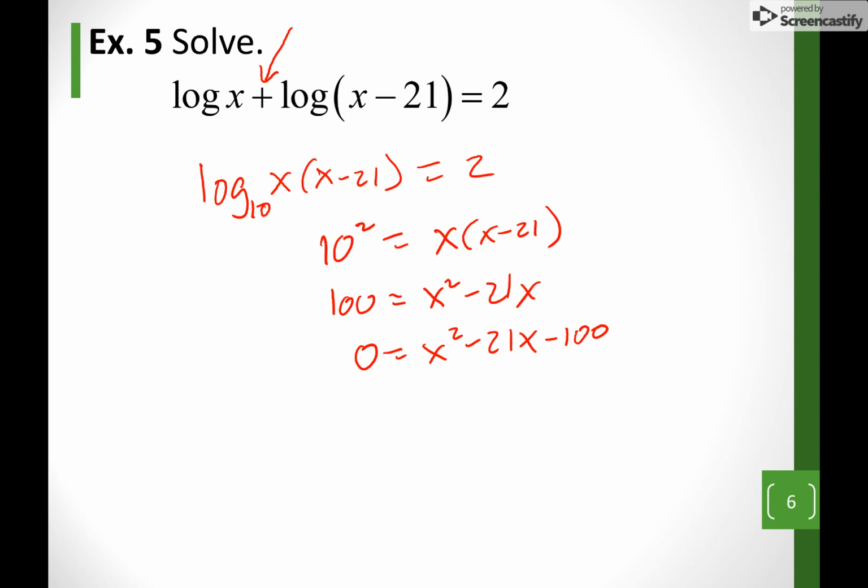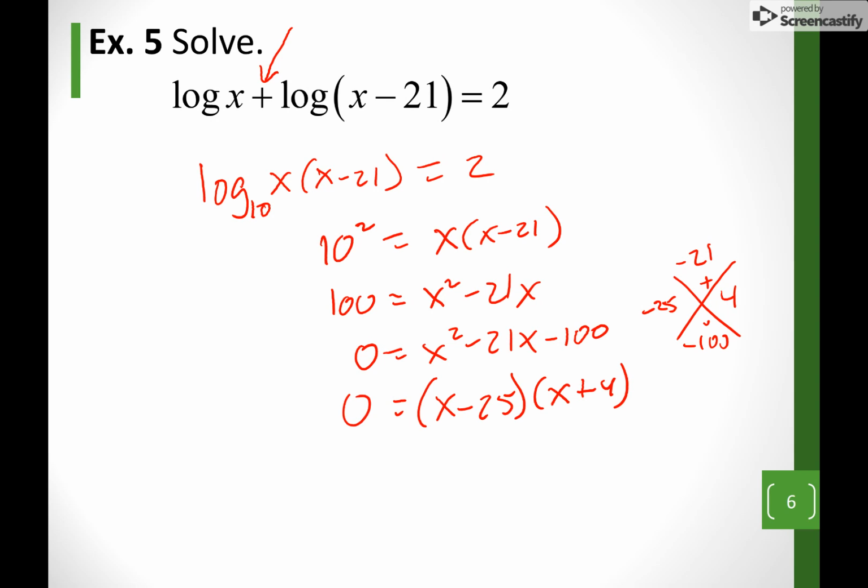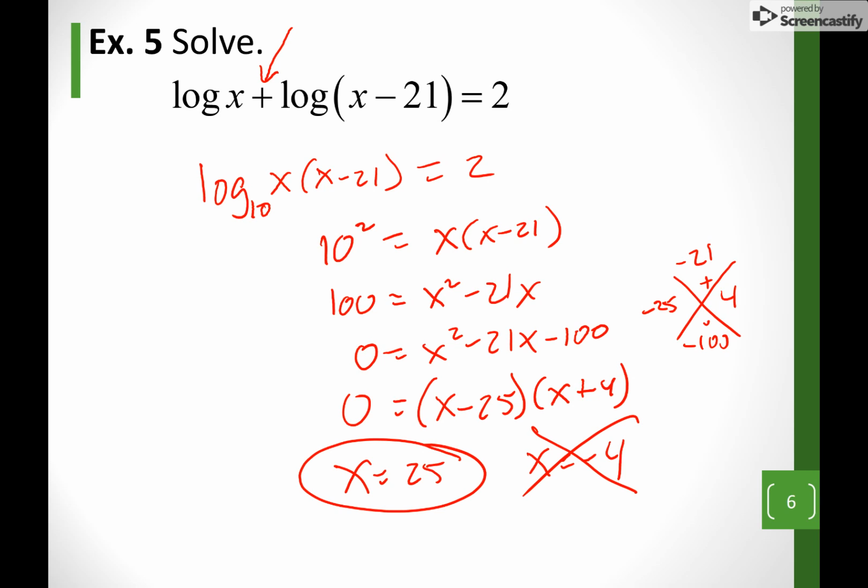I'm looking for two numbers that multiplied equals negative 100. When I add them equals negative 21. I'm thinking of this as negative 25 times 4. So my factored is x minus 25, x plus 4. I know that when I solve this, my values of x are either going to be positive 25 or negative 4. However, because I'm dealing with logs, x cannot be negative. So my solution is x equals 25. I cannot accept a negative number.